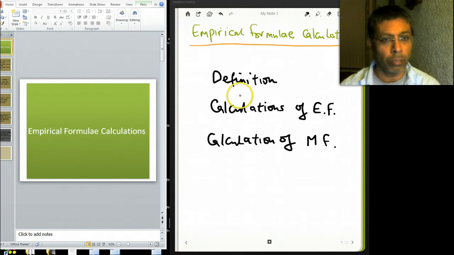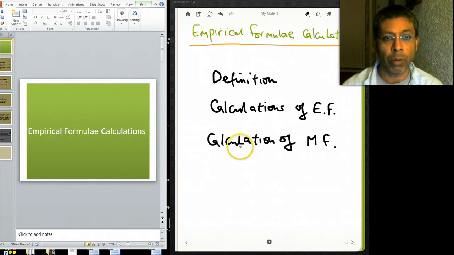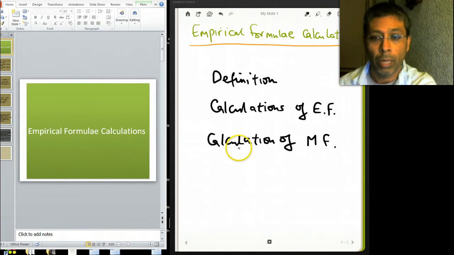So in this little video we're going to be learning about the definition and then trying some calculations, and there will be one calculation where we have to work out the molecular formula as well.